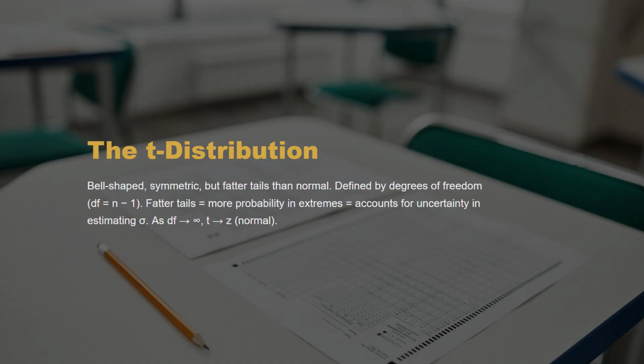The t-distribution is defined by its degrees of freedom, which equal n-1 for a single sample. As degrees of freedom increase, the t-distribution approaches the normal distribution. At 30 degrees of freedom, the t-distribution is already very close to normal. At infinity degrees of freedom, it equals the normal distribution exactly. This is why the CFA exam uses the threshold of n equals 30. Below 30, the t-distribution has noticeably fatter tails than the normal.